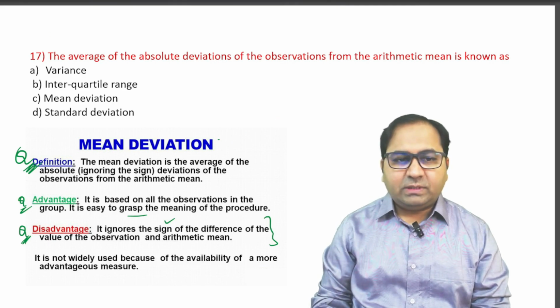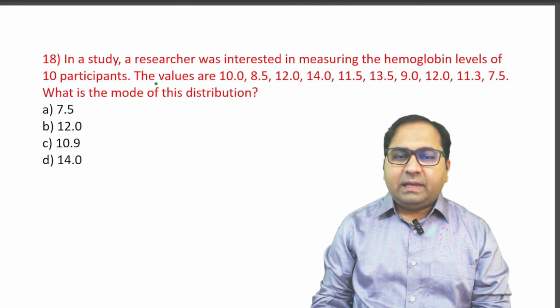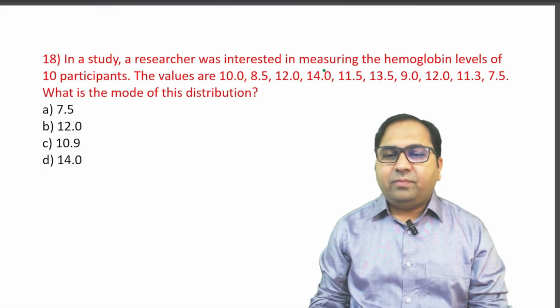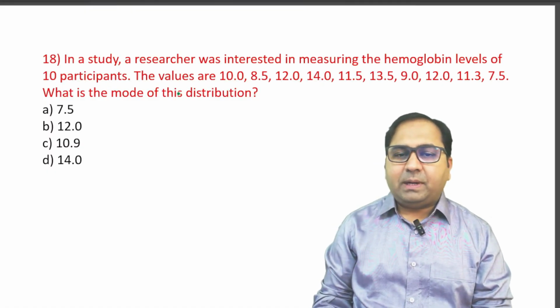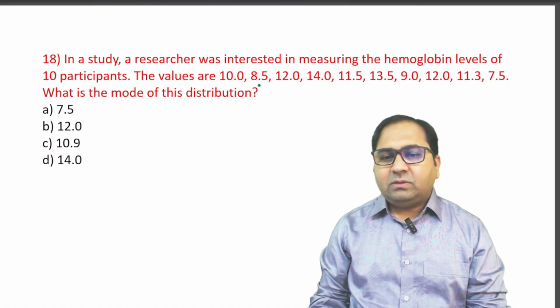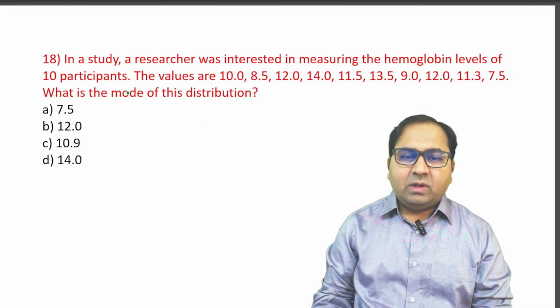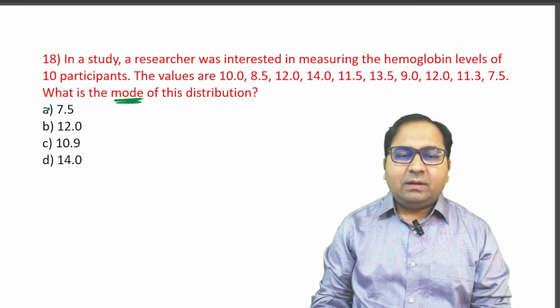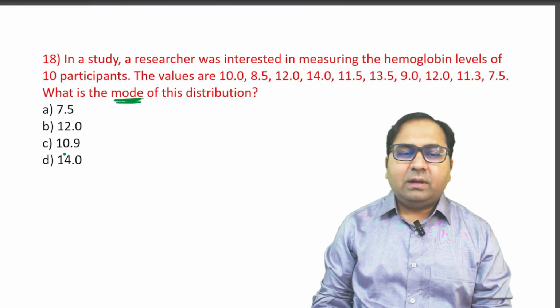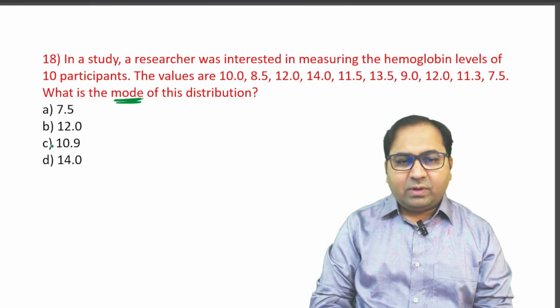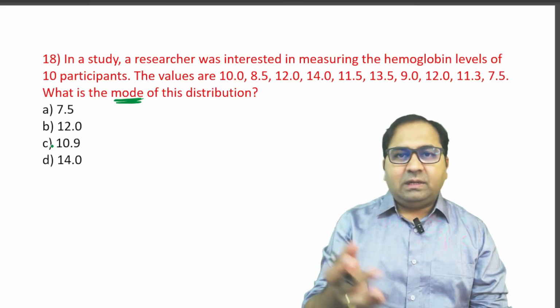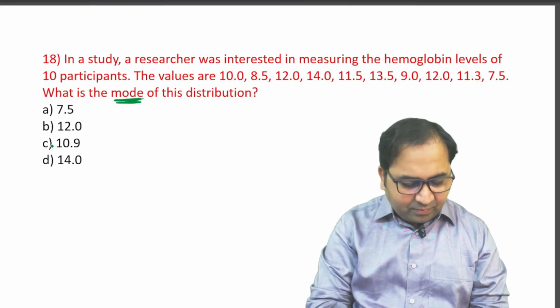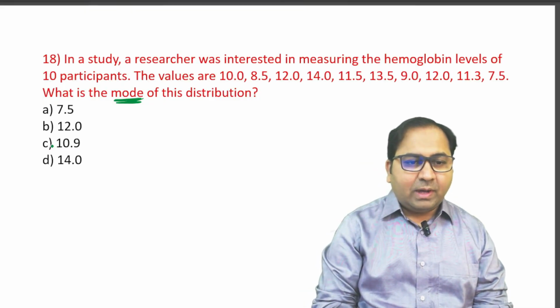Now we'll see the next question. In a study, a researcher was interested in measuring the HB levels of 10 participants. The values are given. What is the mode of this distribution? The options are A 7.5, B 12, C 10.9 and D 14.0. See, it is very easy. This chapter of mean, median, mode or values.